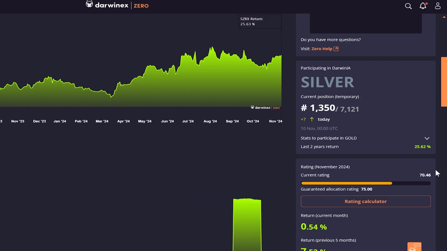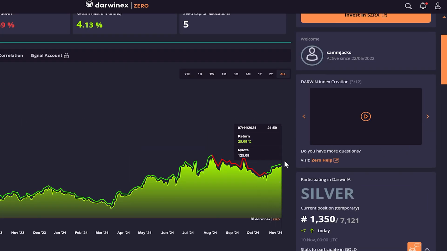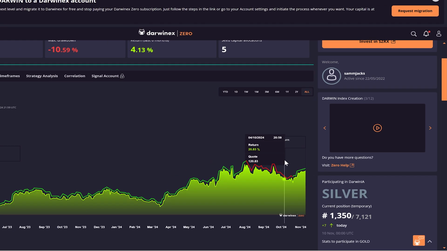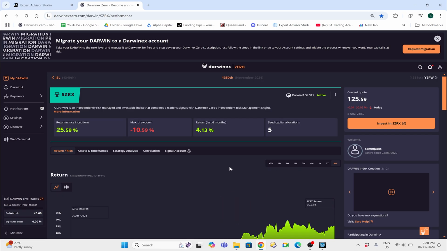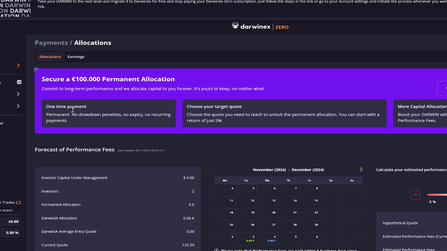It was in gold and it's got the return it needs to be in gold, but the drawdown's a little bit over what it needs to be. So I need that to come back up and recover a little bit before it gets back into gold, but it's still a good portfolio that's been doing well. But yeah, if we go here to allocations, this is new now.